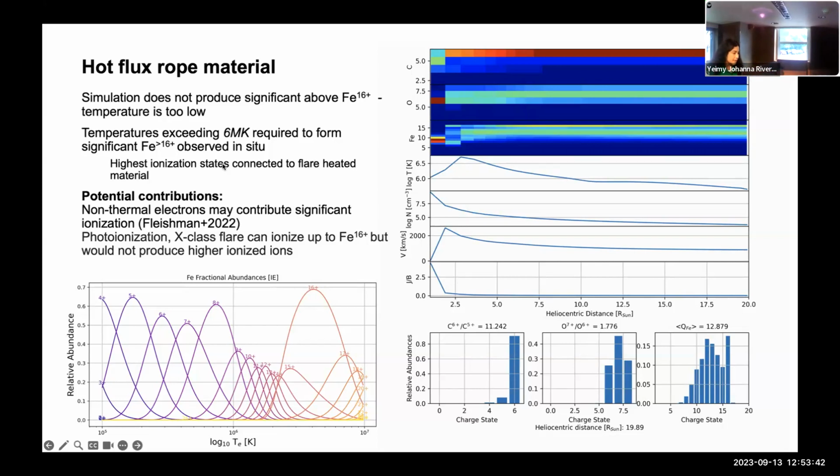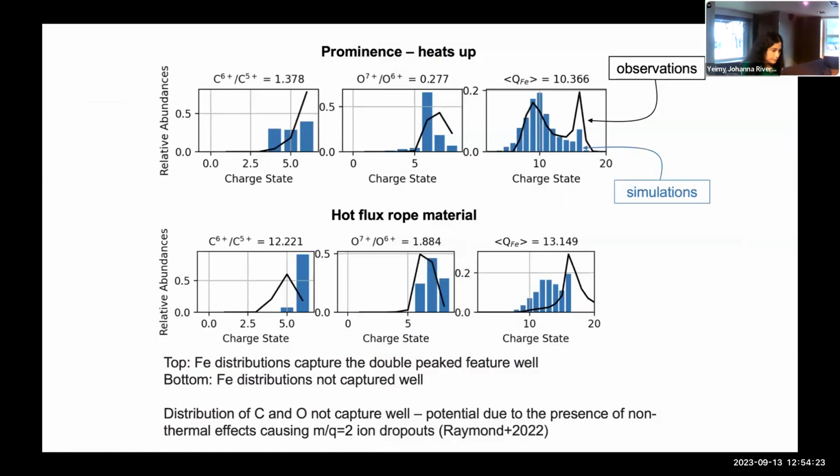But the main point here was, coming back to the assumptions that we talked about earlier, we assume that the electrons are Maxwellian. We know that they are often not at flare sites. There could be a huge contribution of ionization coming from electrons in the high energy tail that we're not considering. We also took a look at potentially photoionization being important. It looks like it's really not, at least for ions above iron 16. So it points to this idea that non-thermal electrons could be potentially important here. And we're really not considering that in the simulation.